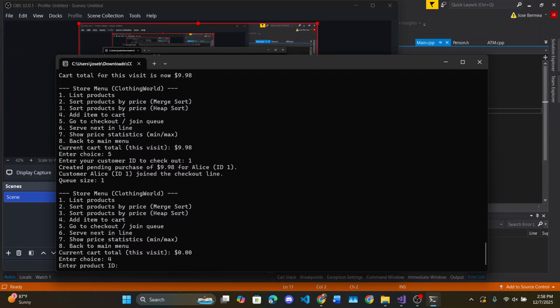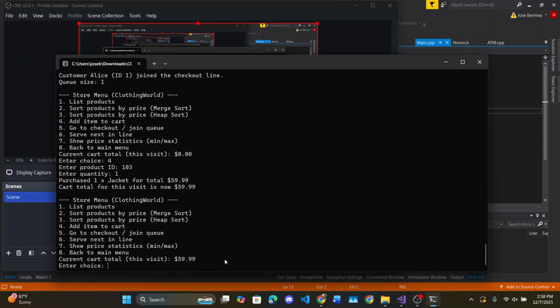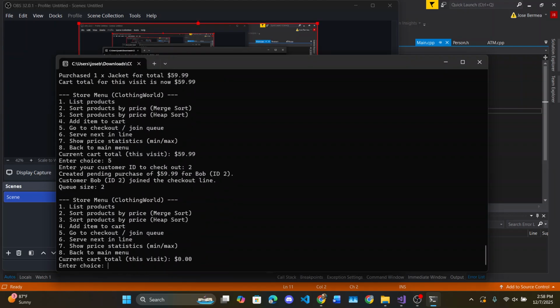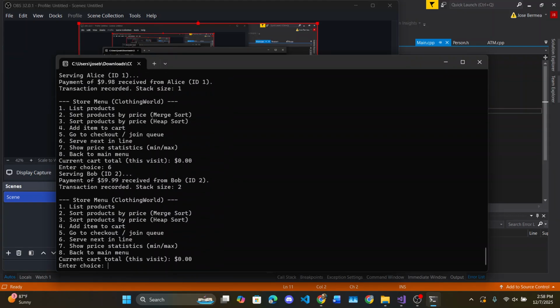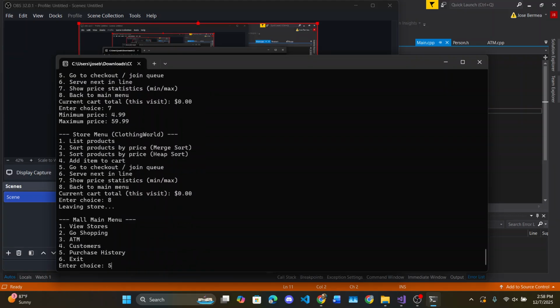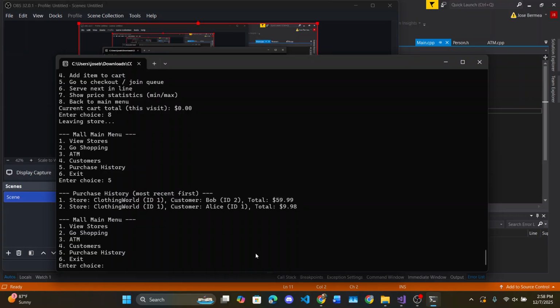Now let's get someone else. Let's get Bob now. So Bob has a jacket. Let's put him in the queue. Here we go. And now let's serve Alice. Let's serve Bob. We can also see the price statistics from $4 to $60, which is the jacket and the socks. Let's go back and look at the purchase history. There we see that.